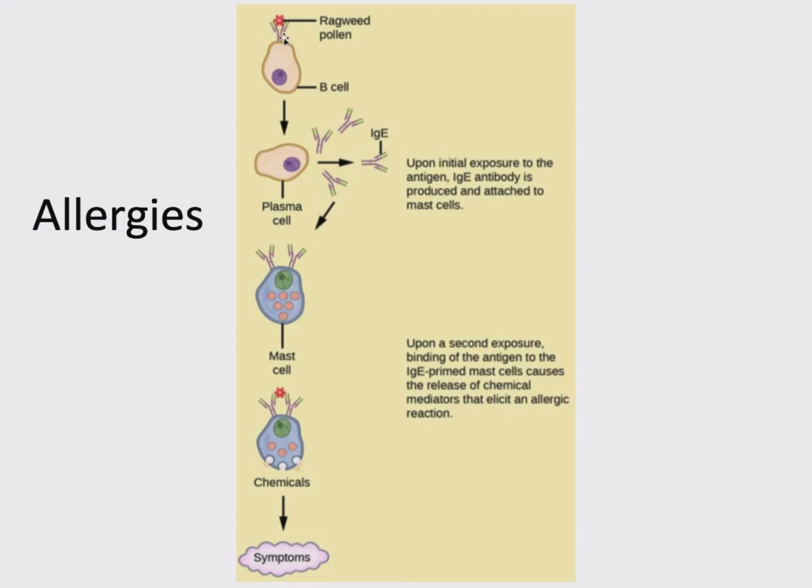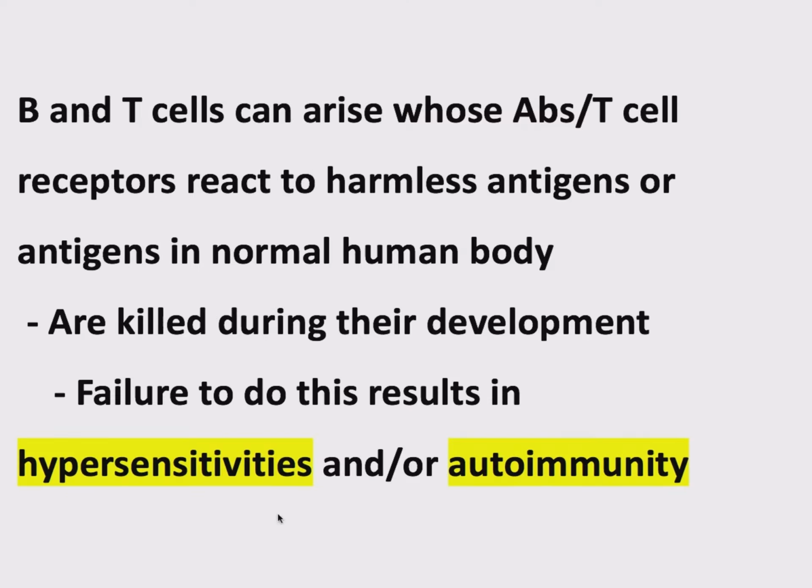But here's a B cell reacting to ragweed pollen, completely harmless, producing a whole bunch of this immunoglobulin IgE. We didn't even talk about the different types of antibodies. Don't worry about it. But here is the second exposure, binding of that antigen to the IgE, again causing all these horrible symptoms. And it all started with this improper reaction to ragweed pollen, something completely harmless. So hypersensitivity, again, is kind of like an umbrella term that includes a lot of things that your body does that it's not supposed to do, including allergies.